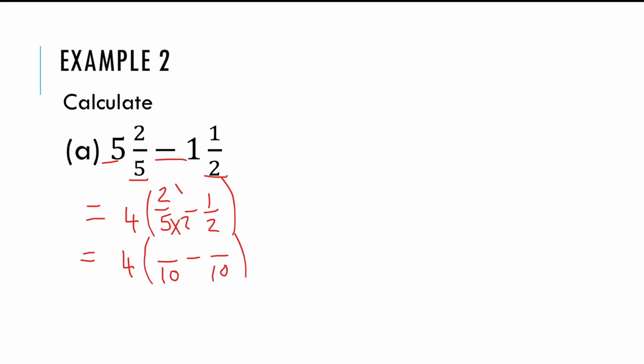5 times 2 would give me 10, so I need to times the top by 2 to give me 4. 2 times 5 would give me 10, so I need to times the top by 5, which gives me 5. Now look, if I had to do 4 take away 5, I would end up with a -1, which just makes things a bit more difficult. So again, I'm going to borrow 1 back from the 4 to make that a 3, and I'm going to put a whole 1 inside the bracket.